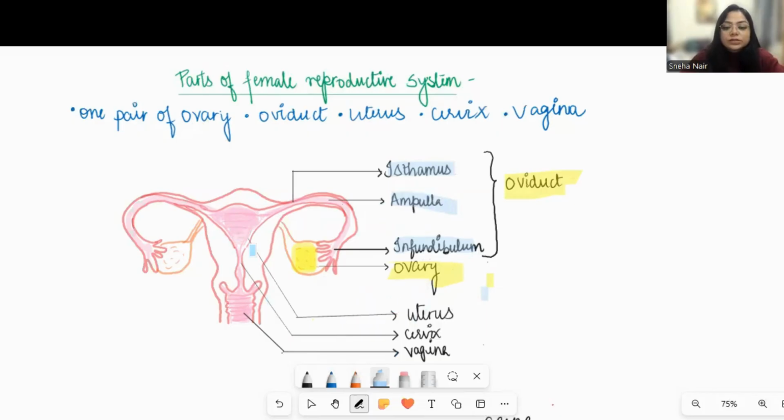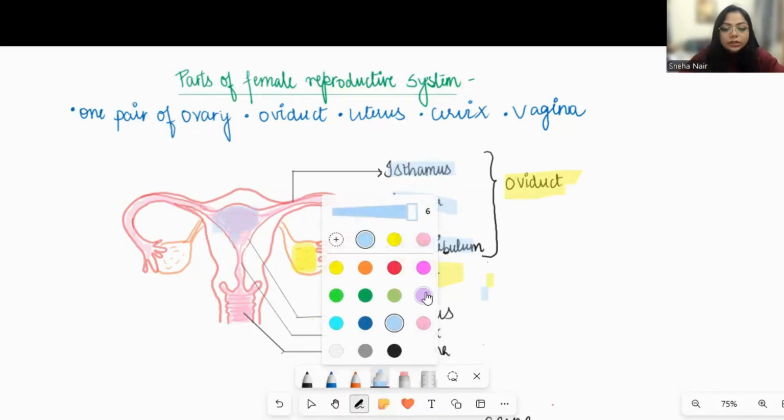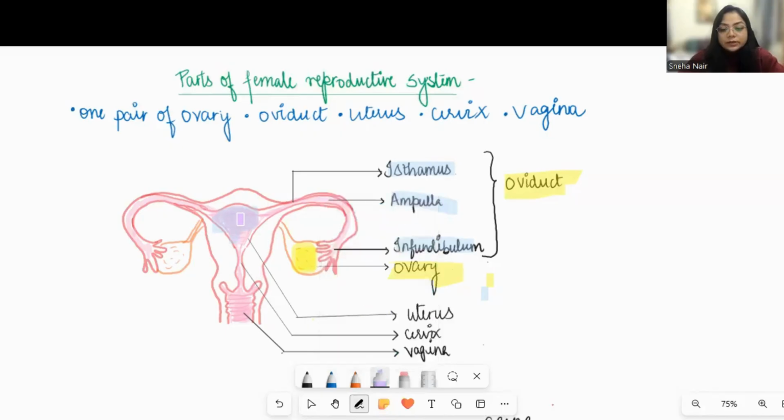Then we have the uterus. This part is the uterus. Let me mark it with purple color. So this part is the uterus, and the uterus is the place where development of the baby takes place. It is the mother's womb, and it is the place where, for 9 months, the development will take place here in the uterus.